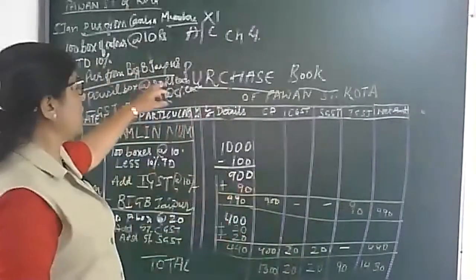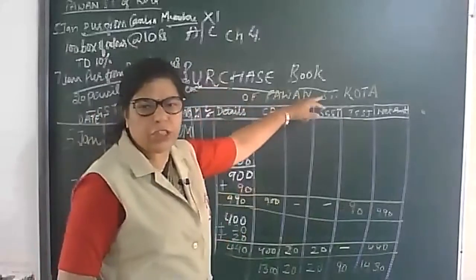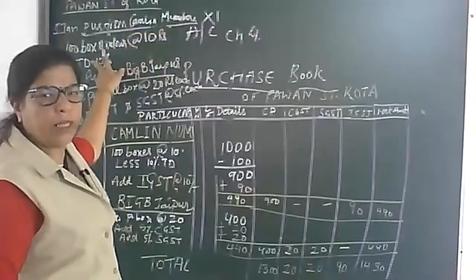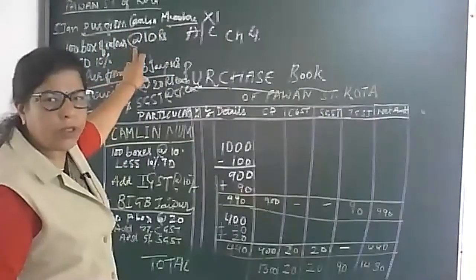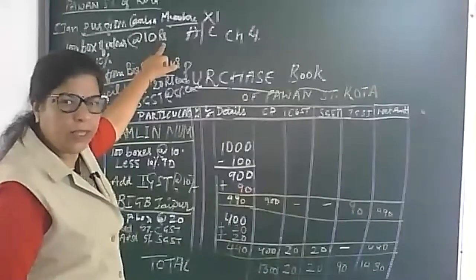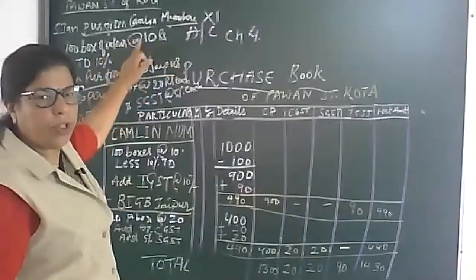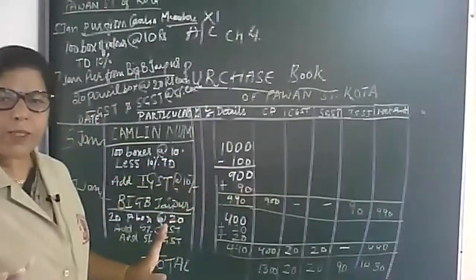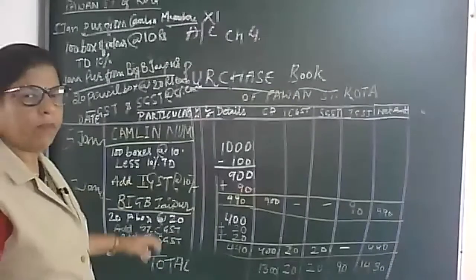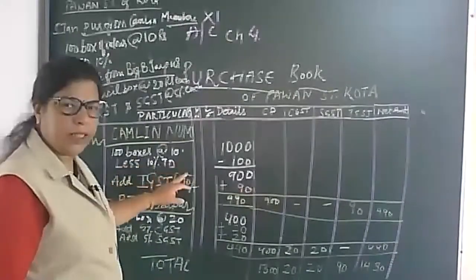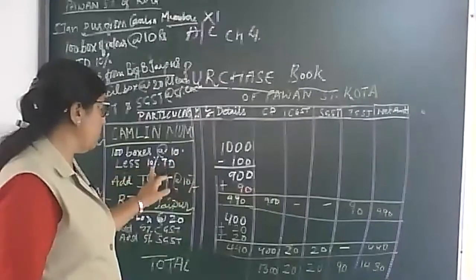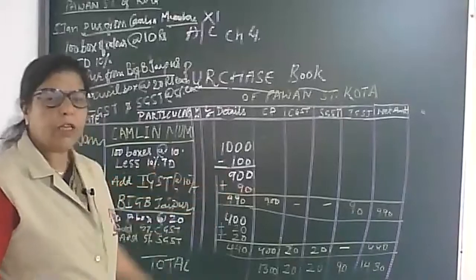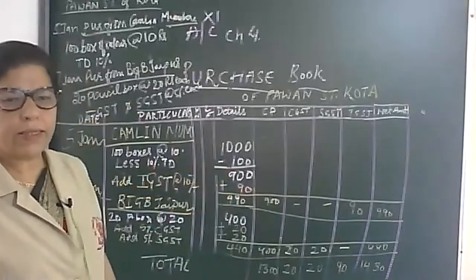So here, this is the purchase book of Pawan Stationers, Kota, and he is purchasing goods from Camlin, Mumbai, 100 boxes of colors at the rate of 10 rupees each. So 100 into 10, that is 1000 rupees. Anand Singh, look at the board. 10% trade discount means 1000 minus 10%, that is 100, remains 900, because trade discount means deduct it.